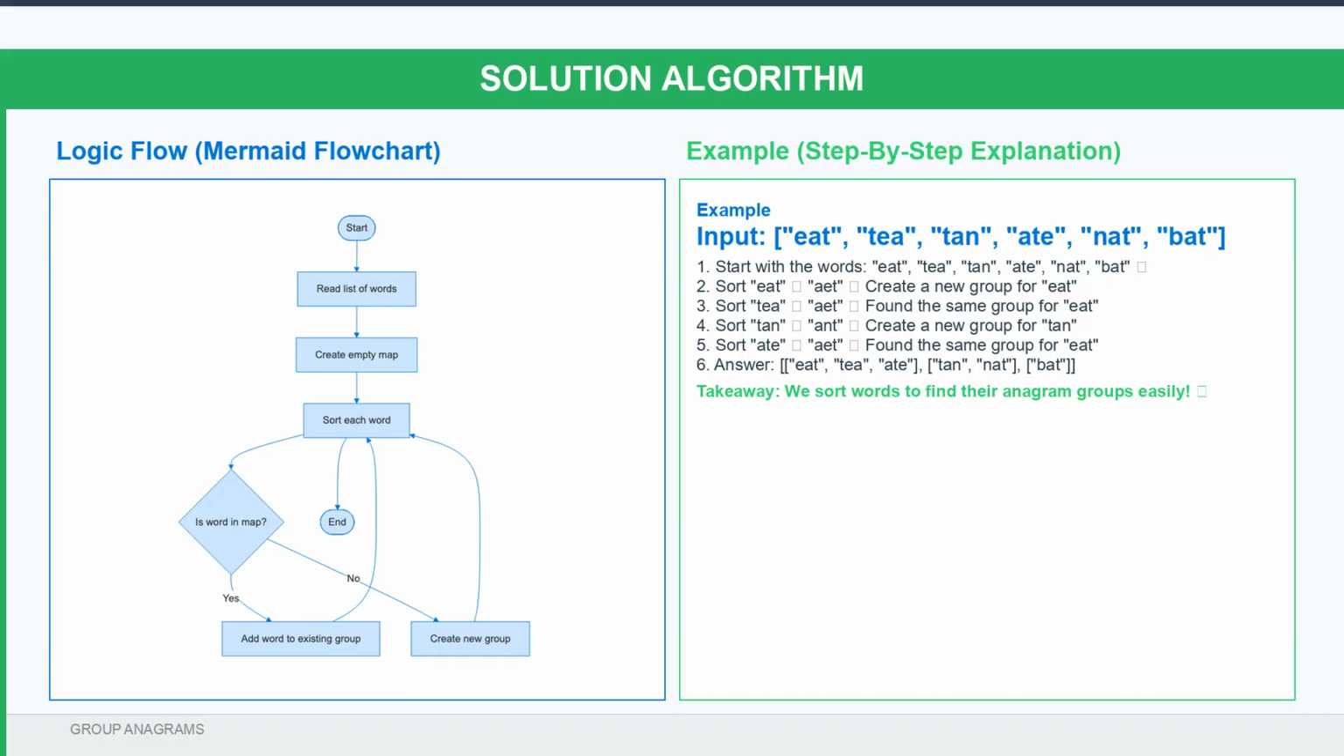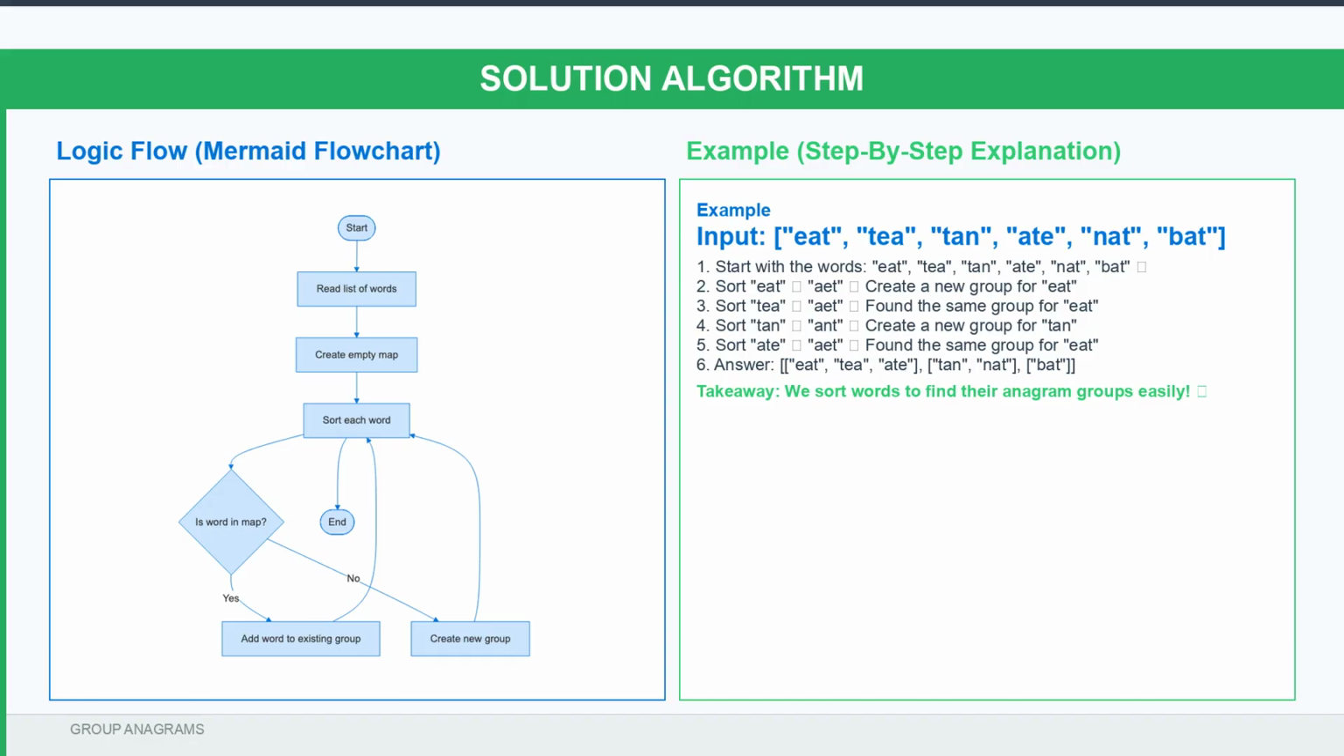We then check if this key exists in our hash map. If it does, we append the original word to the corresponding list. If it doesn't, we create a new list with that word. Once we've processed all the words, we collect the values from our hash map, which are the grouped anagrams, and return this final list. This approach is efficient because using a hash map allows for quick insertions and lookups, while sorting provides a consistent way to identify anagrams. The overall time complexity is O(n k log k), where n is the number of strings and k is the average string length.